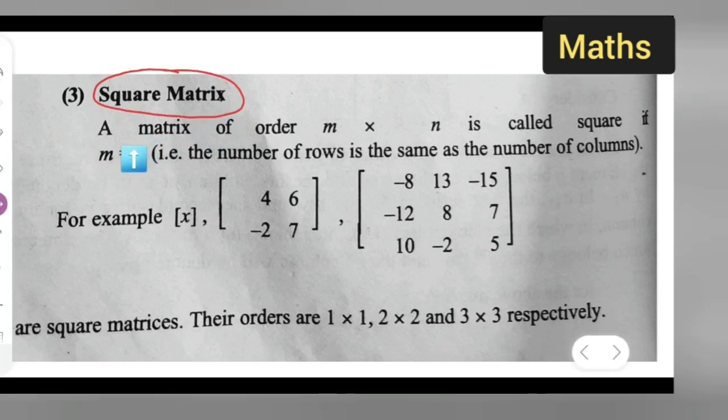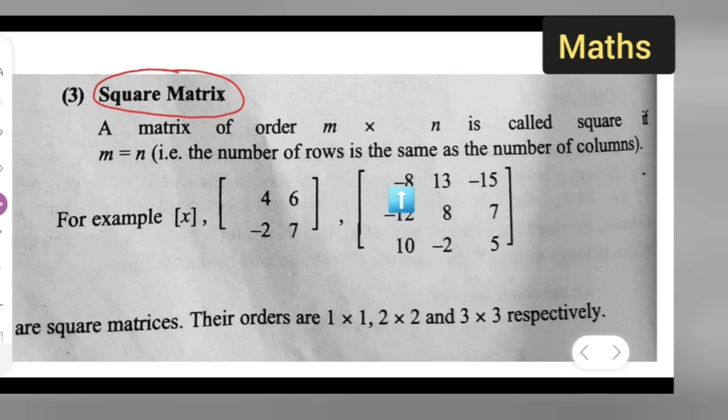You all can take down this statement or definition. A matrix of order m into n is called a square matrix if m is equal to n. That is, the number of rows is the same as the number of columns. For example, we have this x. So the matrix of m into n is called a square matrix if m should be equal to n. For example, we have 2 rows and 2 columns. So the number of rows is equal to the number of columns.